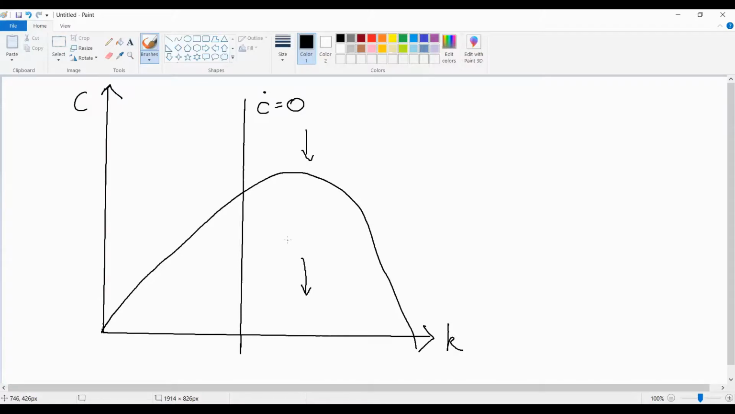By the same argument, if we're over on this side, it means that if capital is below the level for which C dot equals 0, then C must be increasing, regardless of which of these 4 regions we are in.